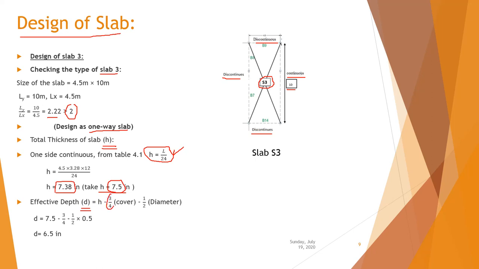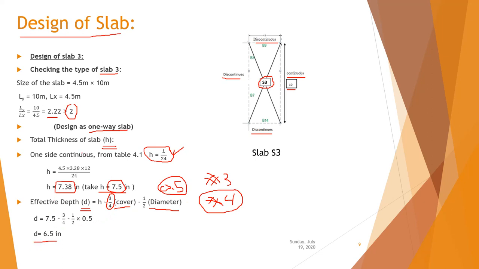Actually we provide in the slab approximately 3 over 4, which is 0.75, as a cover, minus half of the diameter. Actually in the slab we can use number 3 bar or number 4 bar, but here in the calculation I choose number 4 bar. What is the diameter of number 4 bar? It is 0.5. If you go to the data sheet you will see 0.5. Therefore you will substitute these values and you will get d equal to 6.5 inches.